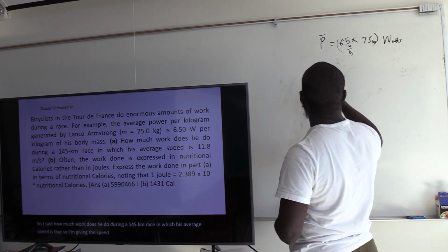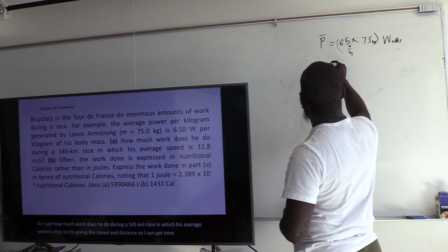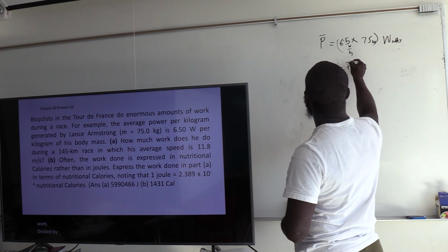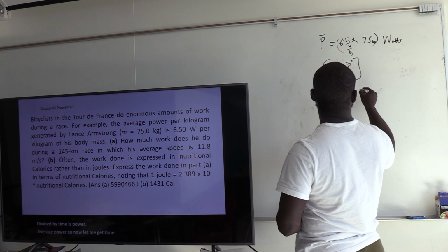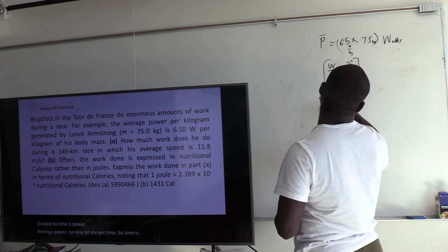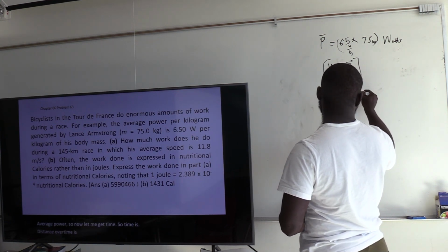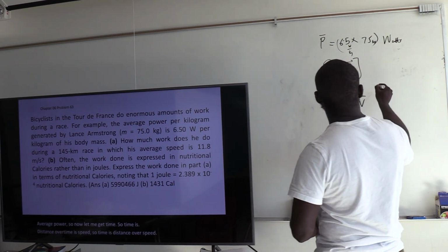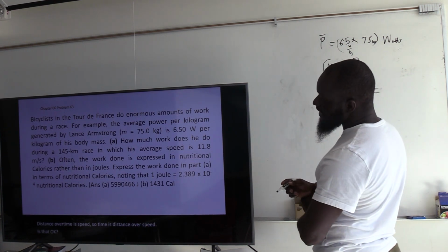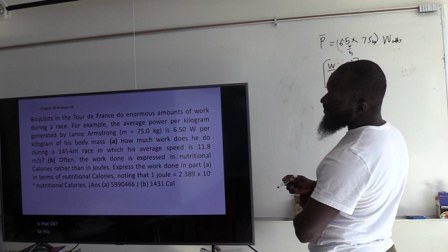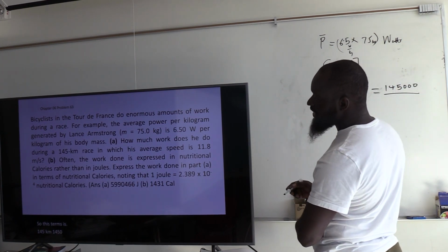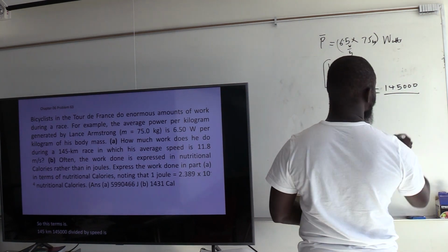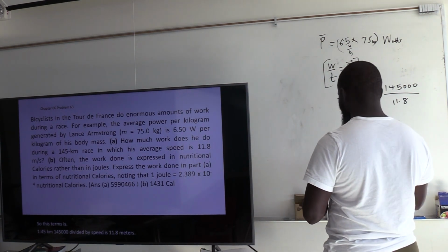So I can get time, because work divided by time is average power. So now let me get time. Distance over time is speed, so time is distance over speed. Is that okay? So distance is 145 kilometers, 145,000, divided by speed, 11.8 meters per second. So this will give me the time. Is that okay?